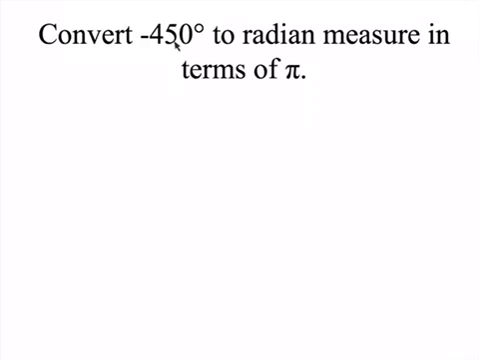Okay, convert negative 450 degrees to radian measure in terms of pi. So this one you can't use your unit circle because it's beyond our unit circle. All right, so negative 450 degrees. I want to multiply that by a fraction. I want to make it a radian, so I'm going to put a pi on top, which is equivalent to 180, so I put 180 on the bottom. It could help to put a 1 underneath.